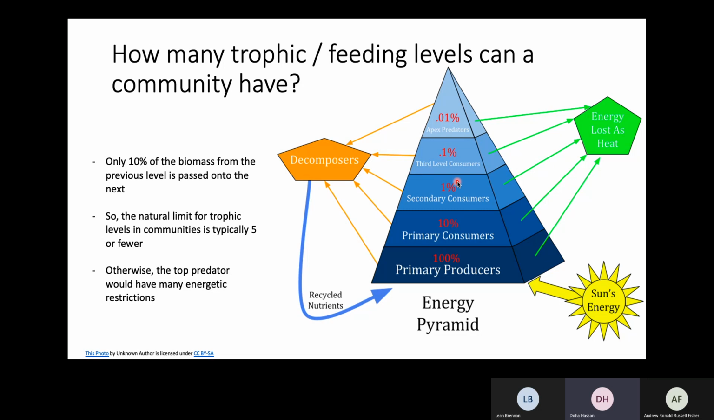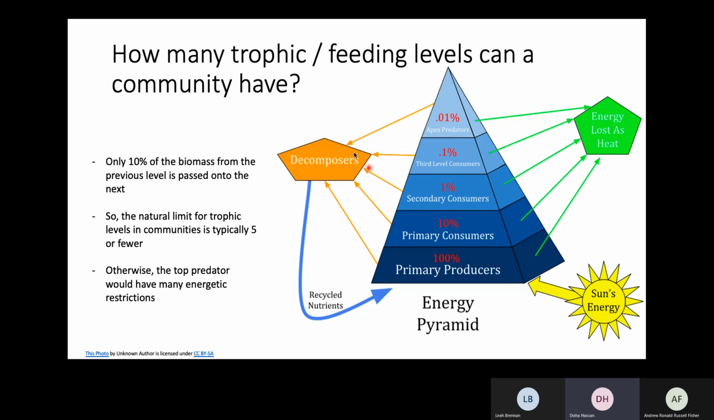And it's not going to be enough to keep that individual, or the individuals in that level, alive. So that provides a limitation to the number of trophic levels you can have, because there's simply not enough energy being captured between each energy transfer, because you lose a lot of energy as heat.